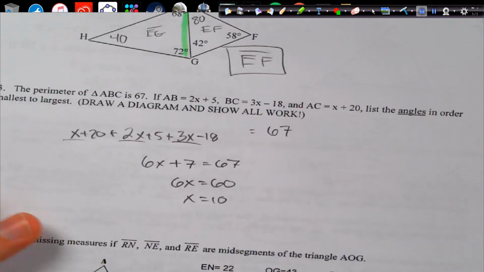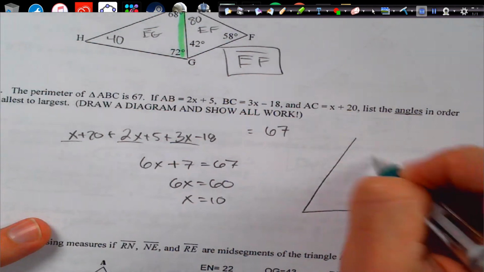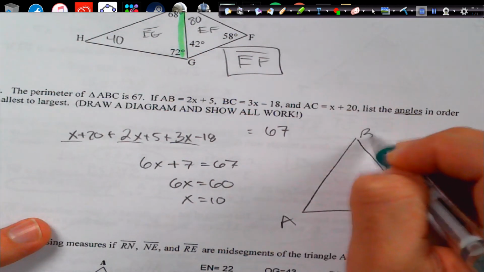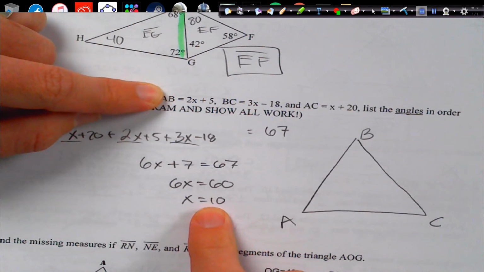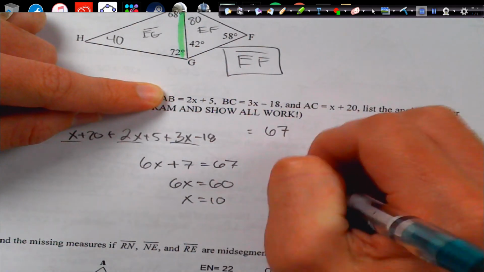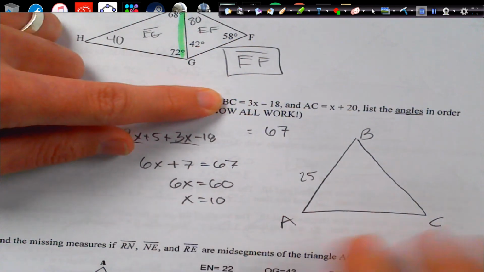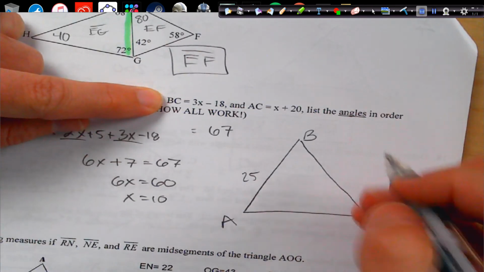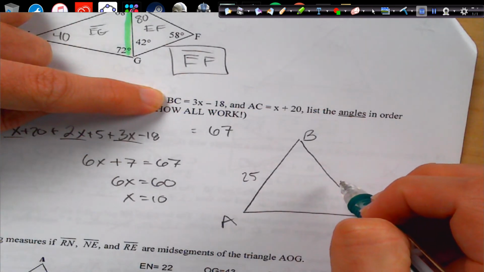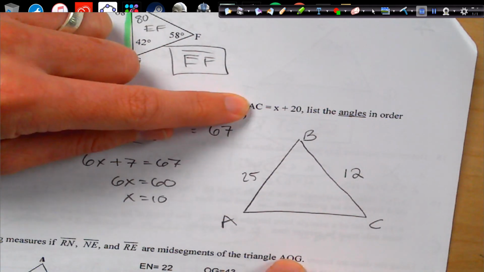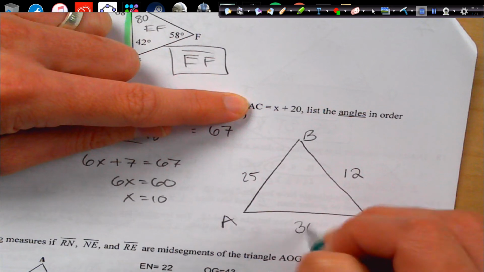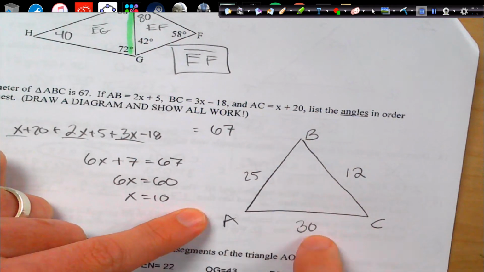Now we got to plug it back in, right? A, B, C, D. Oh, just kidding. AB is 10, so that's going to be 25 if we plug it in. I'm doing this math in my head because there's voices in there. 10 times 3 is 30, minus 18, that's 12 for BC. And that's 10 plus 20, which is 30. Does that all add up to 67? Let's just double check that.